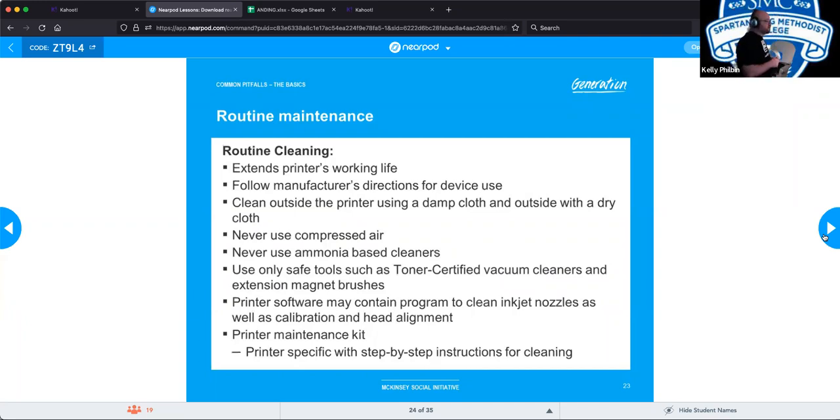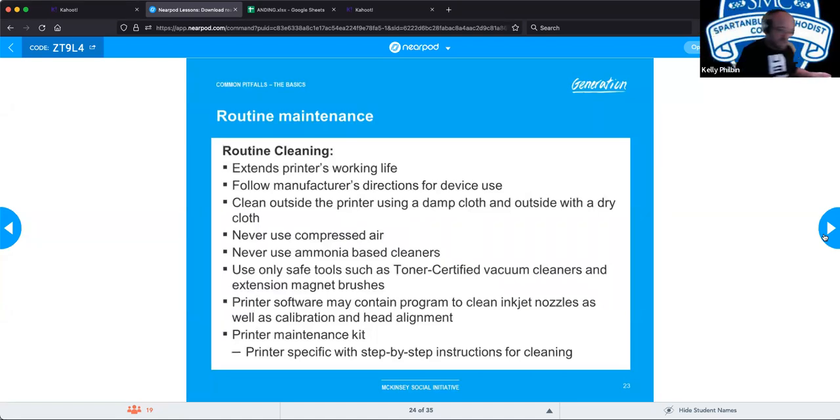And printer software may contain a program to clean inkjet nozzles, as well as calibrate and align the print heads themselves on many of your inkjets. There's actually a sponge off to the side. If you've ever seen the carriage, either before it starts printing or after it's done, it sits off to the side and jets back and forth a lot, like it's trying to fix itself. There's a moist sponge in there, and it's cleaning off any dried-up ink or debris that might be on the end of the print heads before it starts to print. So it actually has its own little cleaning process that it will do.